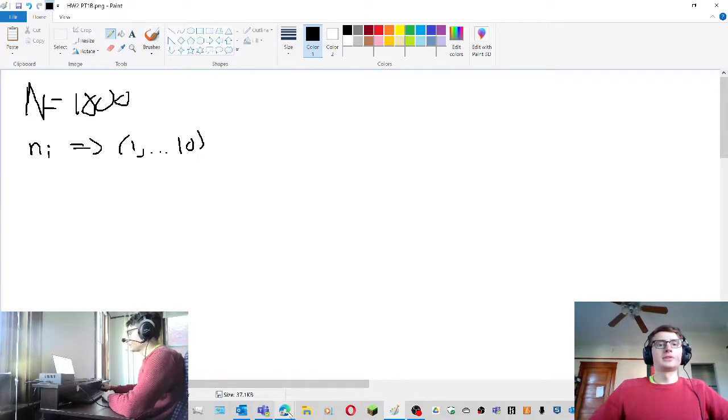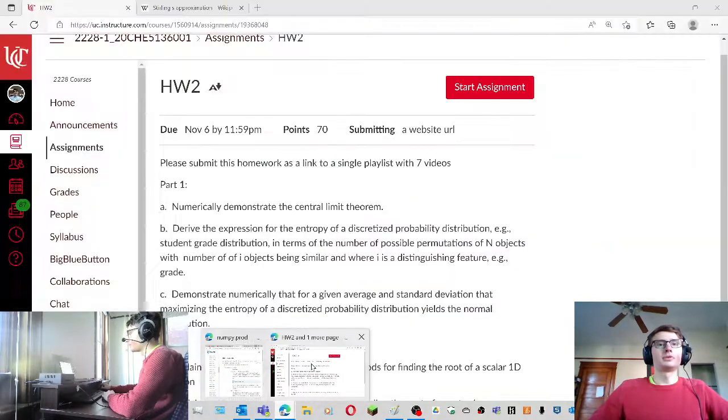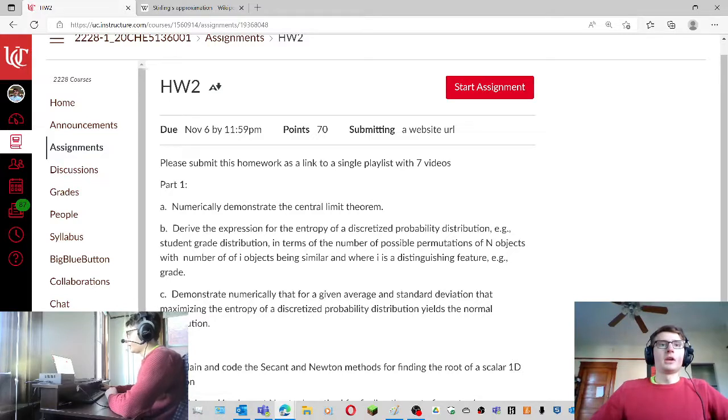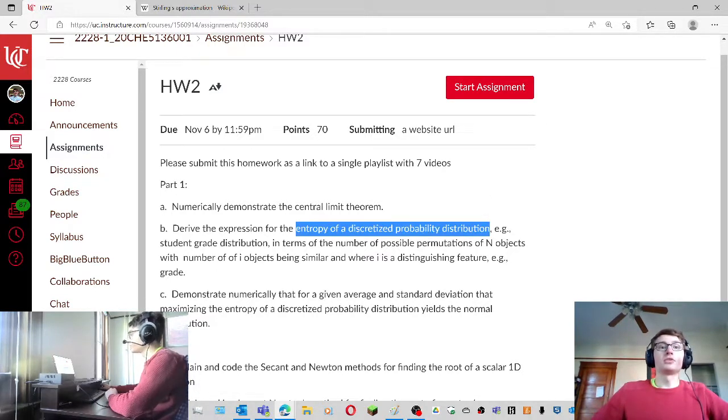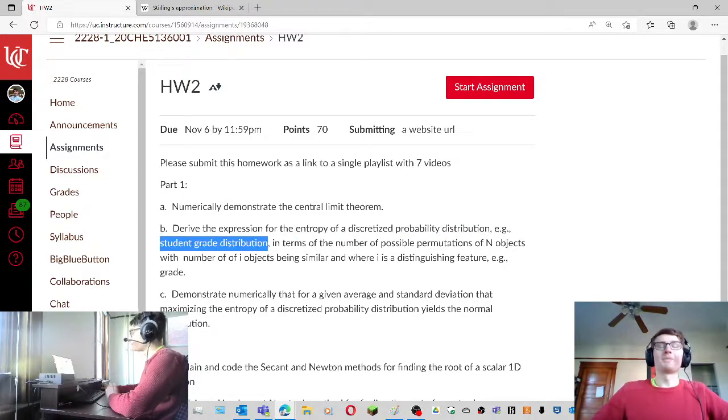Now, with all this in mind, let me go ahead and pull this back up. This is the screen I want. Derive the expression for the entropy of the probability distribution, the distribution of the students' grades, in terms of the number of possible permutations of n objects. So that's the total number of students with the number i, a little n_i, being similar, where i is a distinguishing feature. So that's either getting a 1, getting a 2, getting a 3, all the way through getting a 10. So, awesome.